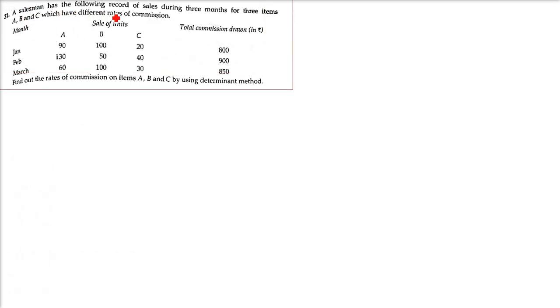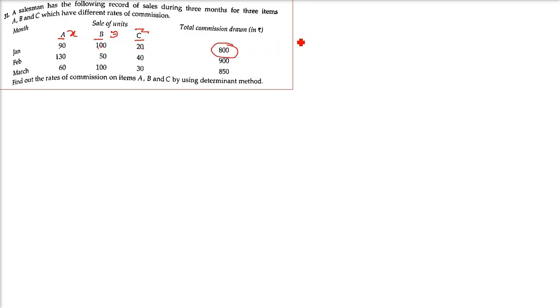A salesman has the following records of sales during the 3 months for 3 items A, B, C which have different rates of commission. The months given are January, February, March, and the units sold are of A, B and C. So you can represent the quantities of A by x, B by y and C by z. So 90 into x plus 100 into y plus 20 into z is going to be equal to the total commission, which is 800.